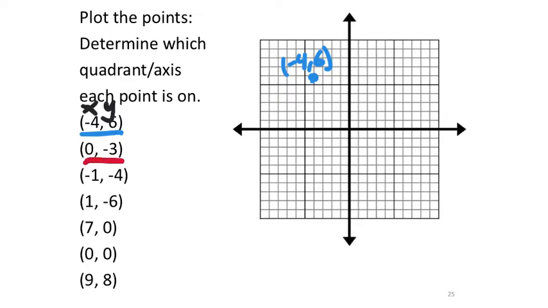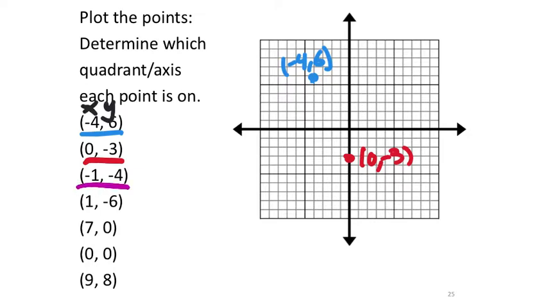And then we got 0, -3, so that's an x value of 0. That's down 3: 1, 2, 3. Boom, there it is. 0, -3. Now you'll notice this point that we just put on there is a point that's directly on the y-axis. That is what we call a y-intercept, which we'll identify because it's asking to determine which quadrant and so on. But let's put these on the graph first.